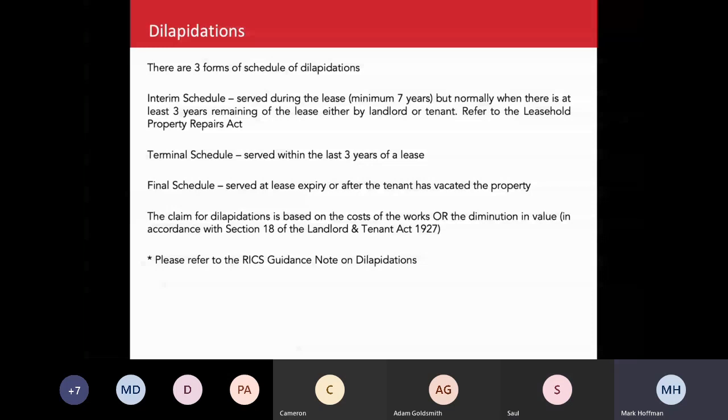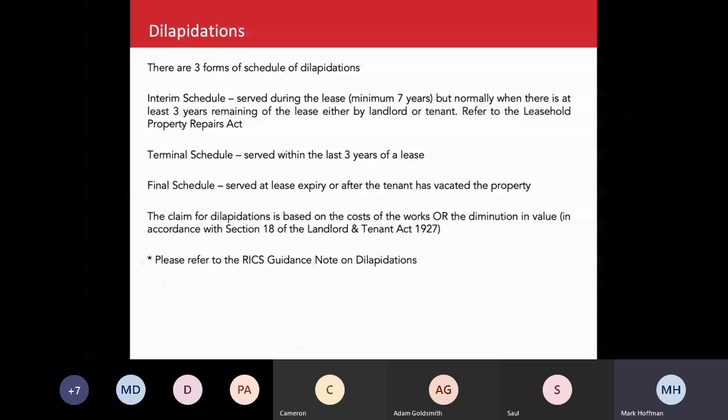So there are 3 forms of schedule of dilapidations. An interim schedule. So during the lease. And the lease has to be for a minimum of 7 years in order for there to be an interim schedule of dilapidations. But normally where there's at least 3 years remaining of the lease, either by the landlord or the tenant. Refer to the Leasehold Property Repairs Act. Then we have a terminal schedule, served within the last 3 years of a lease. And finally, the final schedule, served at lease expiry, or after the tenant has vacated the property.